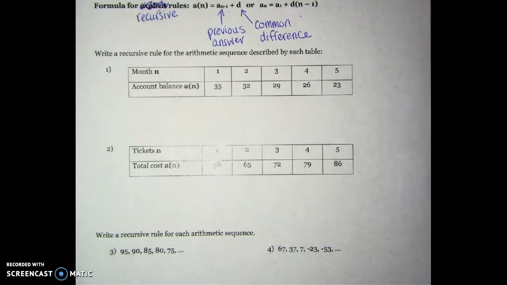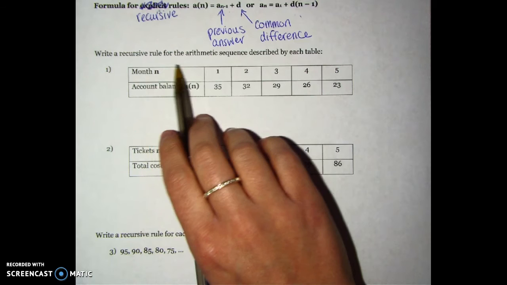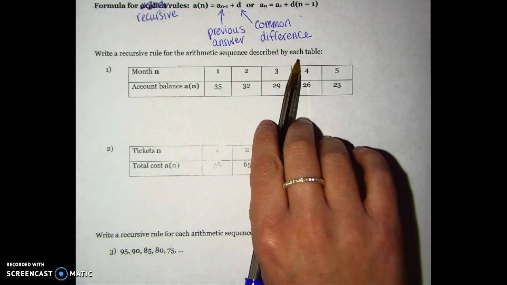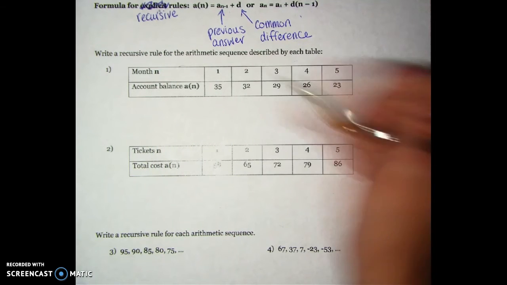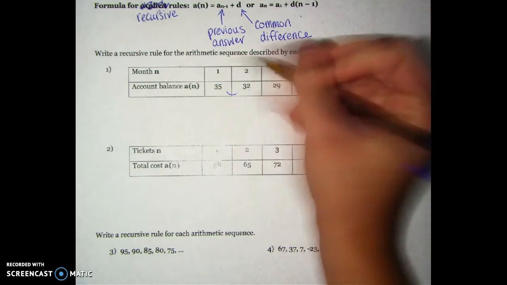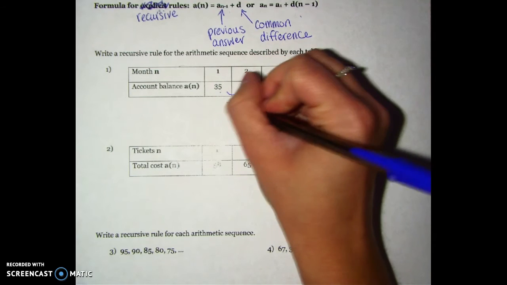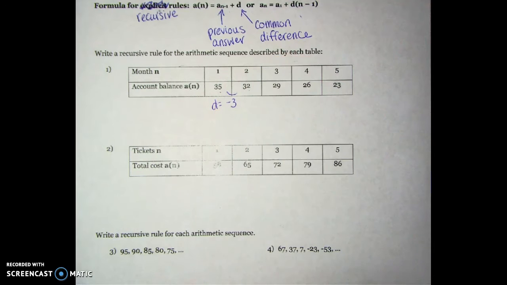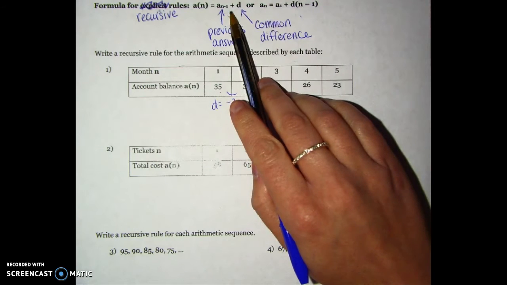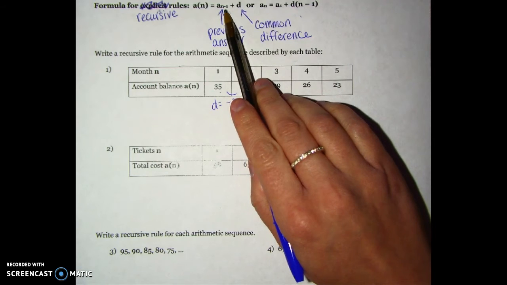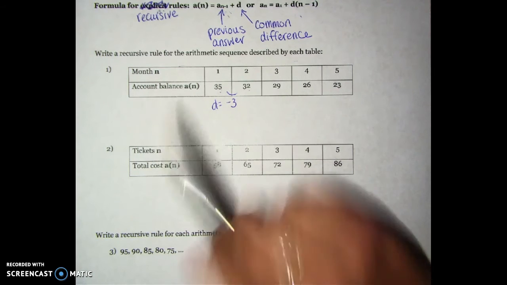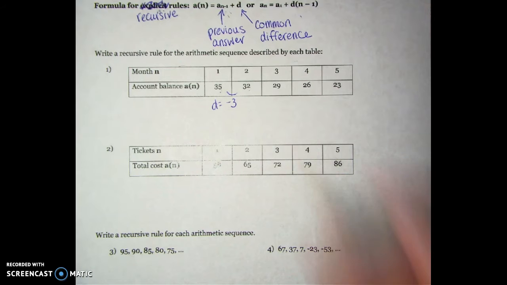So let's go ahead. It says write a recursive rule for the arithmetic sequence described by each table. So first you need to find the common difference. So you subtract. 32 minus 35 is negative 3. Okay, that's all you really need to find in these because we're using this formula right here. And a sub n minus 1, that's the previous term. We don't know the previous term, so we just leave it as a sub n minus 1.